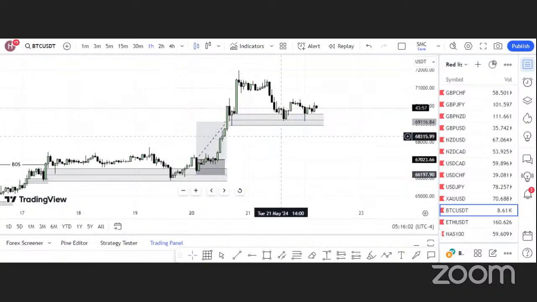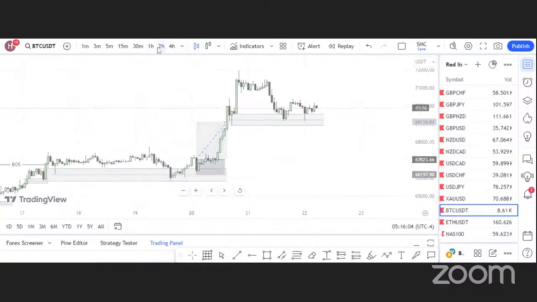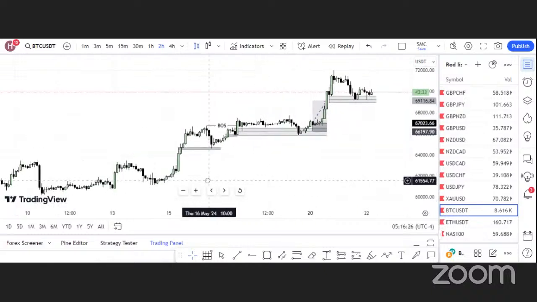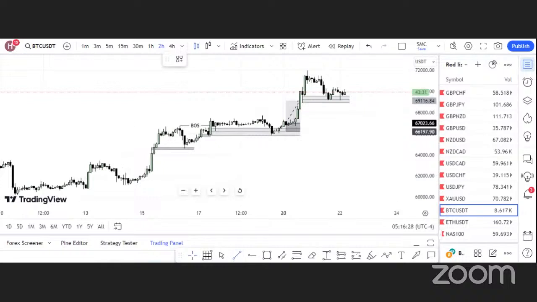So on the 1 hour time frame, the market looks sharp, and the bullish momentum is still very strong. From the look of things here on the 2 hour time frame, I think the market is going to continue to buy. I think the market will continue to go bullish.